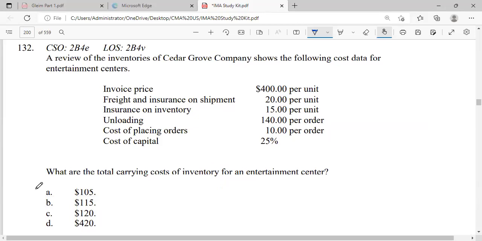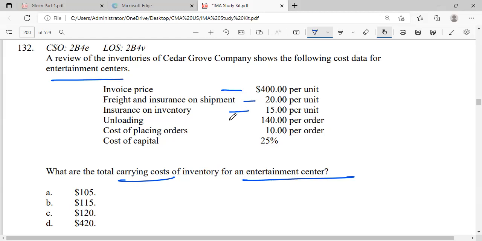A review. What is the total carrying cost of inventory for an entertainment center? The review of the inventories of Cedar Grove company shows the following cost data of entertainment centers. Invoice price is 400, freight and insurance is 20, insurance on inventory is 15, unloading is 140 per order, cost of placing order is $10 per order, the cost of capital is 25%. So what is the carrying cost is the question.